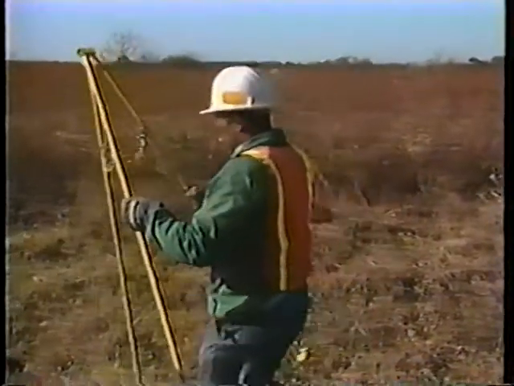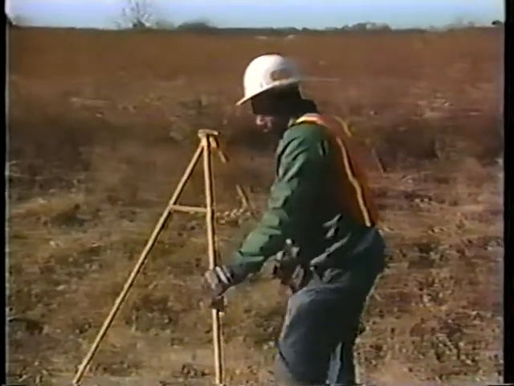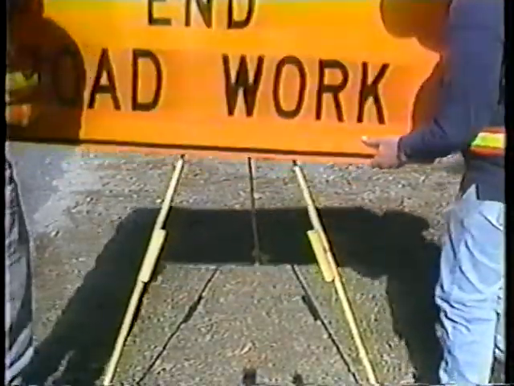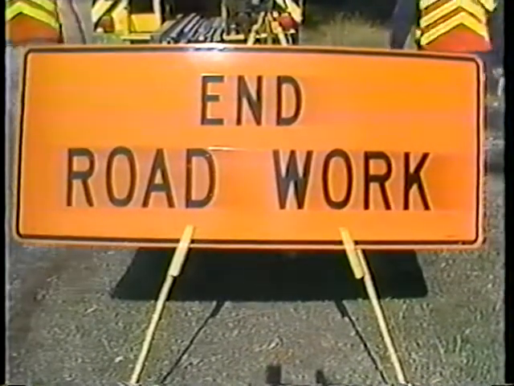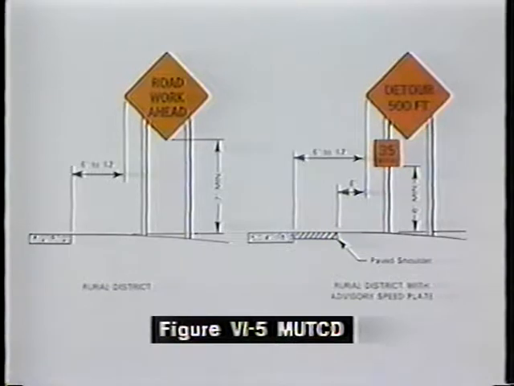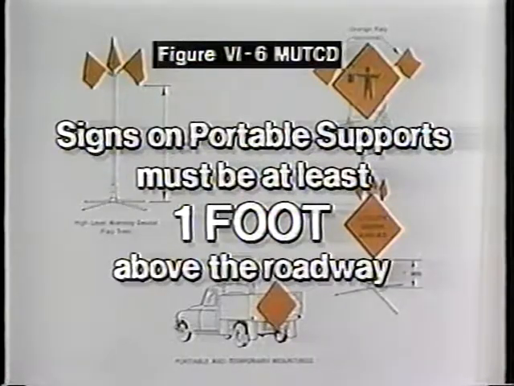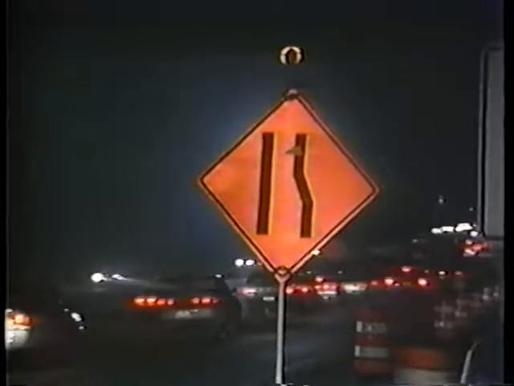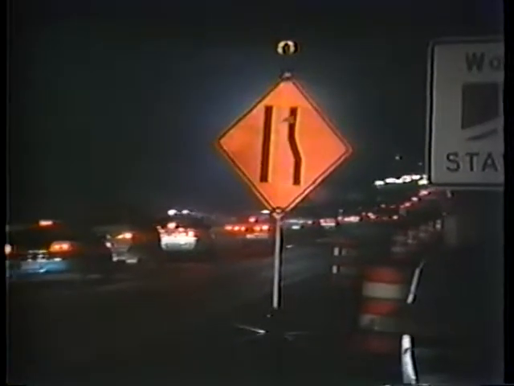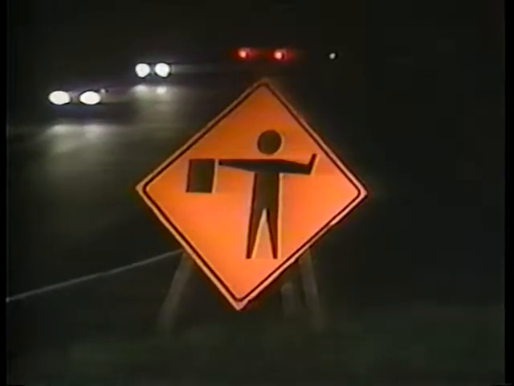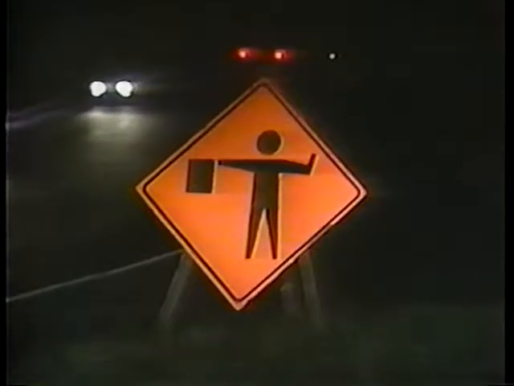Lightweight, yielding, or breakaway supports should be used for all sign installations. Sign installations should be reviewed to avoid any possible glare from vehicle headlights. The minimum height requirements for signs attached to posts is shown. Signs on portable supports are required to be at least 1 foot above the roadway. All signs used at night are required by the Manual on Uniform Traffic Control Devices to be retroreflective or externally illuminated. Lighting from existing streetlights does not meet this requirement.